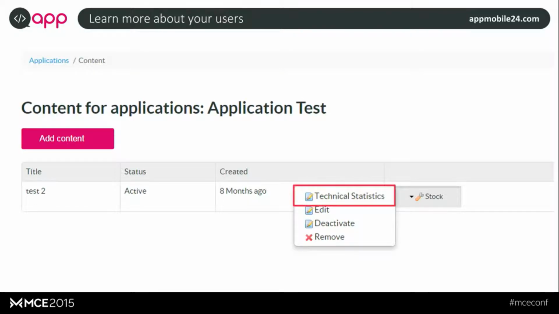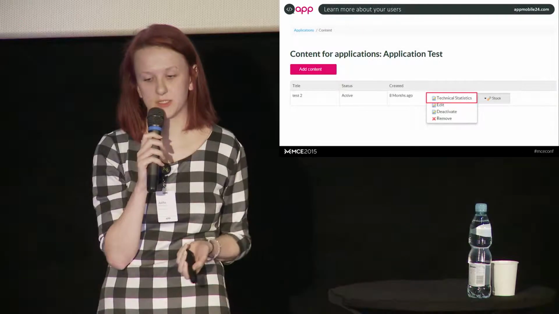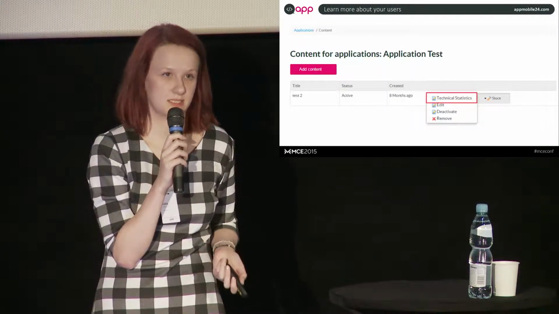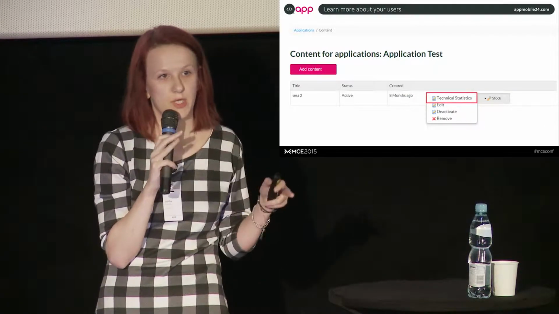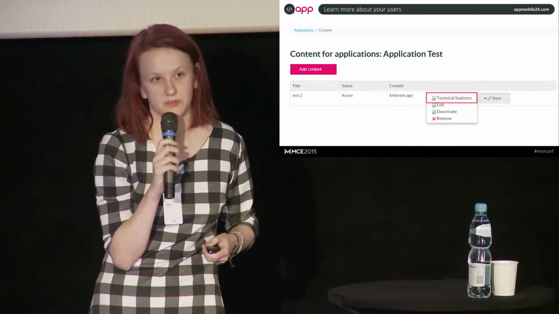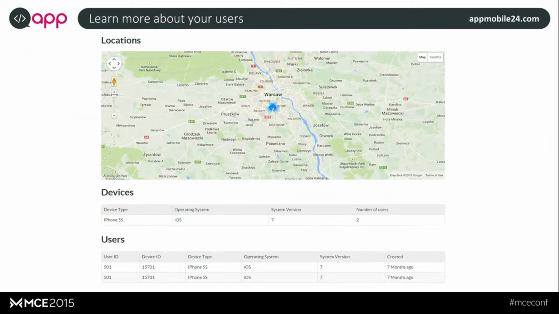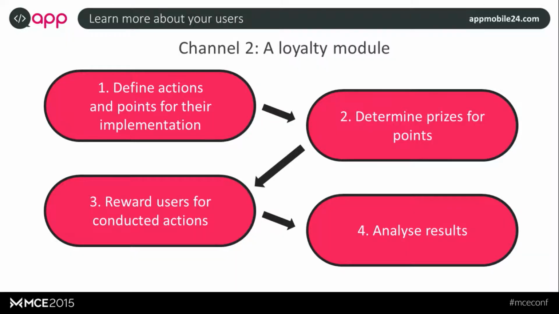Once your content is actually displayed in your application, you will have some technical statistics about your users and devices, which can give you a major look at what your users look like. So, for example, you can check the locations your users are from, the devices they are using, operating system, versions, and so on.